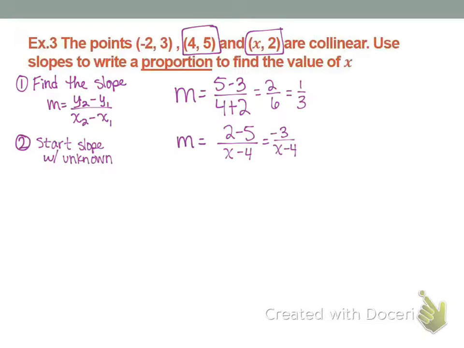The last part of this comes from what we talked about at the beginning. If all these points are on the same line, then anytime we find the slope, it should be the same or equal. So set slopes from steps 1 and 2 equal to each other. That's how we write the proportion.